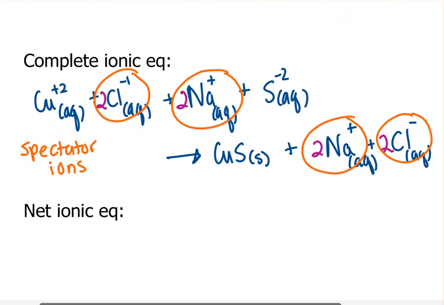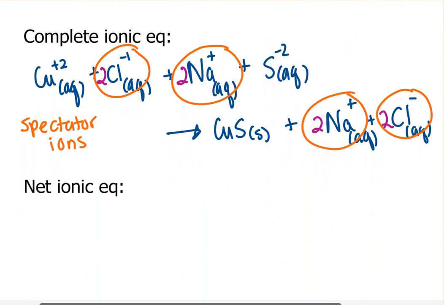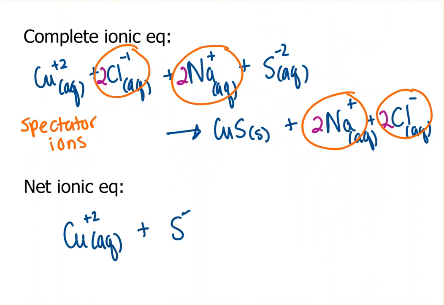My last step is to write a net ionic equation. And in this case, what I'm going to do is just take my complete ionic equation and leave out my spectator ions. And again, if you did this right, it should still be balanced.